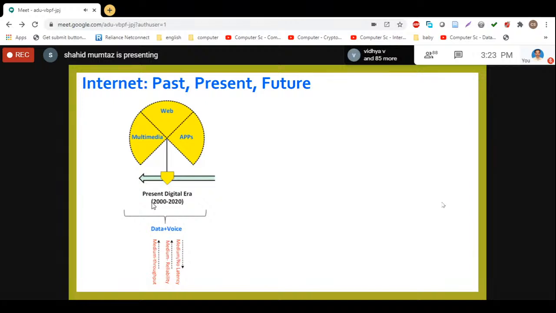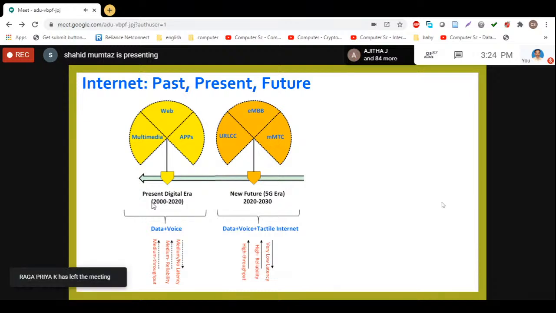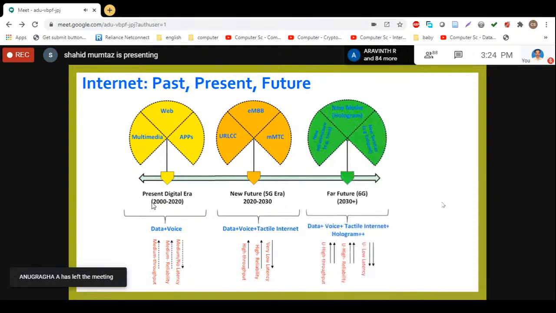Okay, so if you see in the past, we had three use cases, which are web, multimedia, and application, and the main use cases were data and voice, where we needed no latency because we didn't care, because at that time latency was not important, and then medium reliability and throughput. And then in 5G, the use cases changed. We need enhanced mobile broadband, machine type communication, ultra reliable and low latency communication. And there we have data, voice, and tactile internet, where we need very low latency, high reliability, and high throughput.